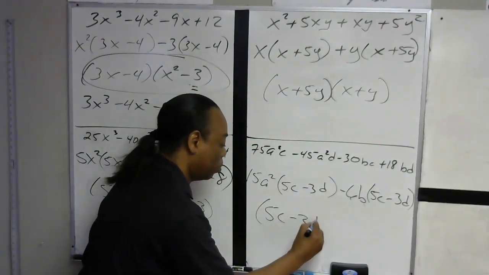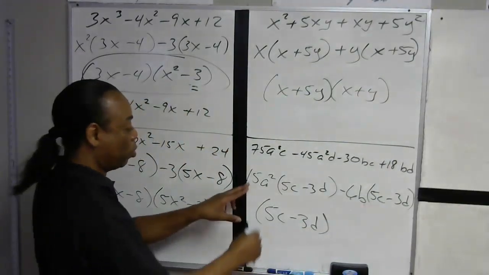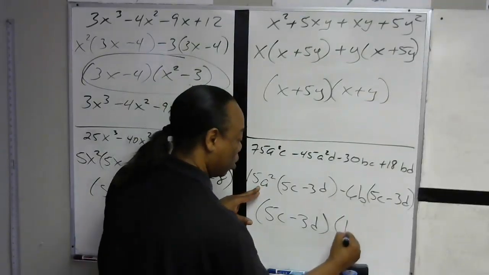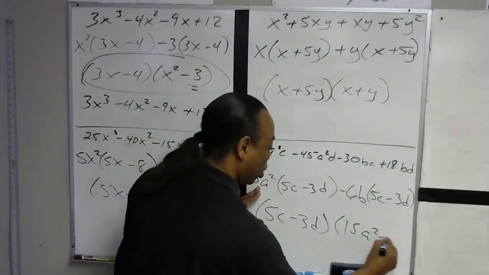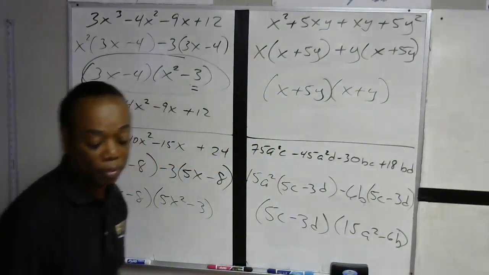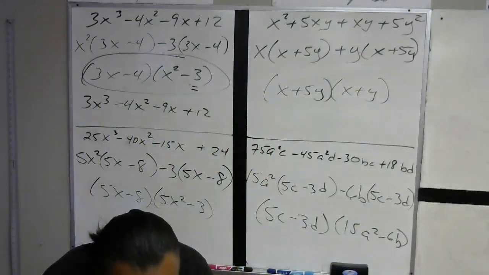5c minus 3d. And then what's left will be these outside terms here, the 15a squared and the negative 6b. So 15a squared and the negative 6b. And that's it.